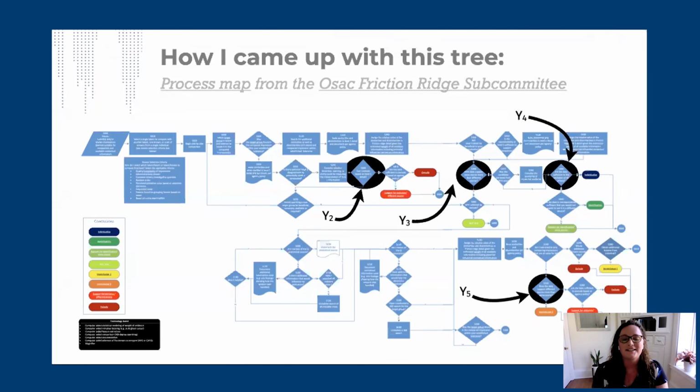And so I'm of course not saying that this is the one and only true way to construct a tree, but since the process map was constructed to capture current practice, it is a good approximation of an average decision.